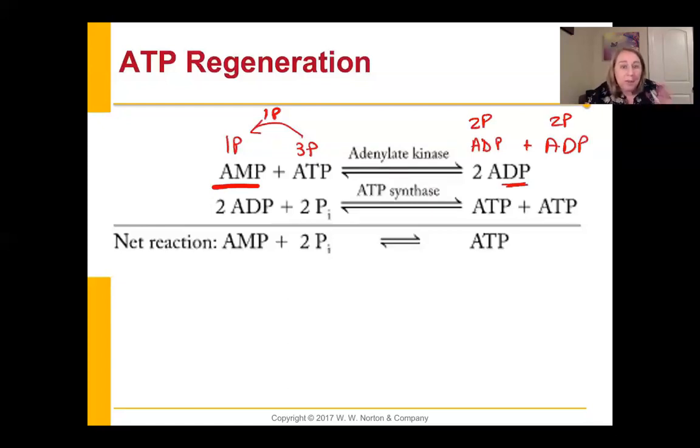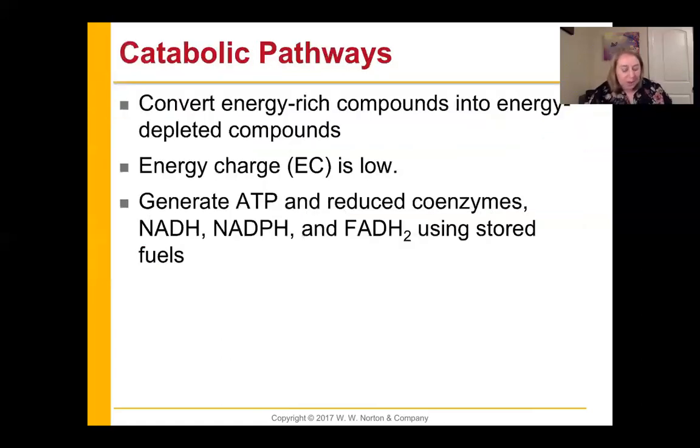Now that you have these 2 ADP, you can take some of these inorganic phosphates that are floating around and you can convert that to ATP using ATP synthase. So you use 1 ATP and you get out 2 ATP in the end, right? But this is your net reaction. So you're going to do that all the time, all the time.